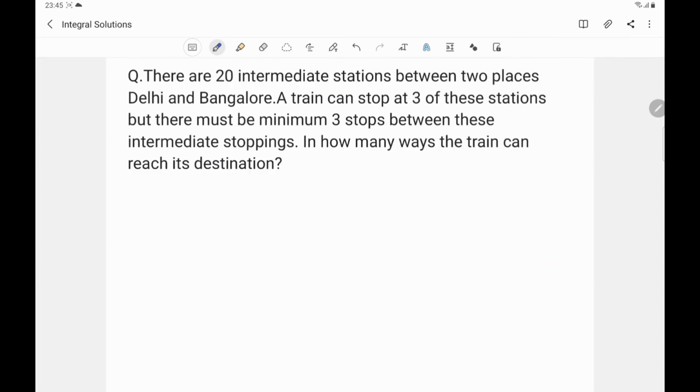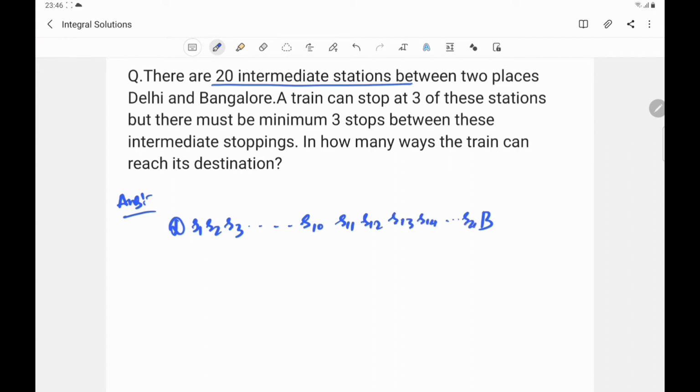Now let us take a look at another similar type of question. This question states that there are 20 intermediate stations between two places, say Delhi and Bangalore. So there are S1, S2, S3 till S20, and the train can stop at 3 of these stations.